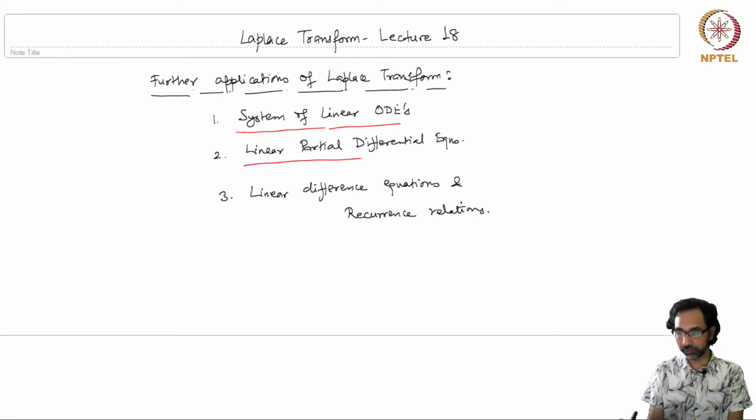Next is linear partial differential equations, where you have an unknown function of more than one variable, and an equation which has partial derivatives with respect to some of those variables. Then you get a linear partial differential equation, and we will see that the Laplace transform is also applicable to solve these kinds of equations. The last one is linear difference equations and recurrence relations. These two are interrelated, and we will see also how to apply the Laplace transform to solve these equations.